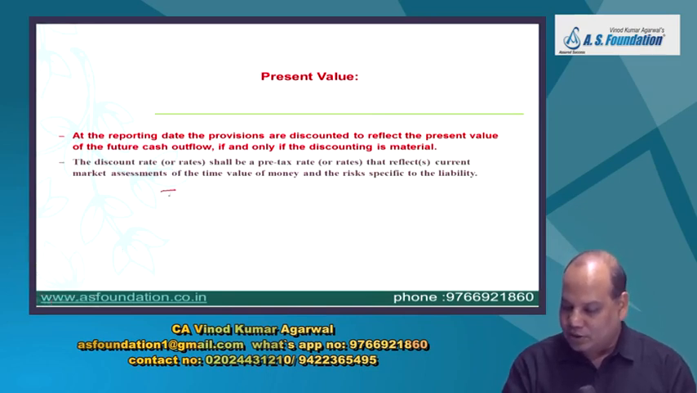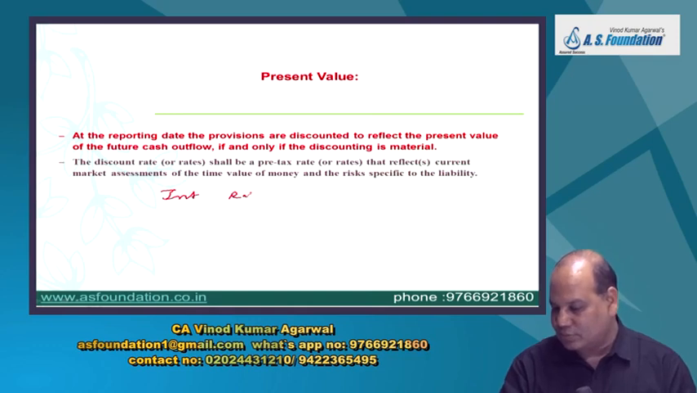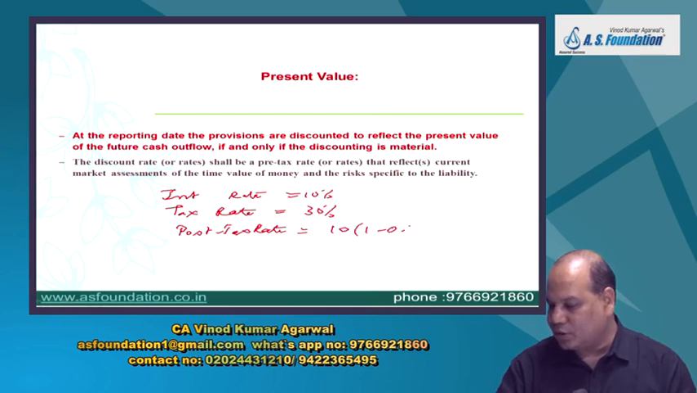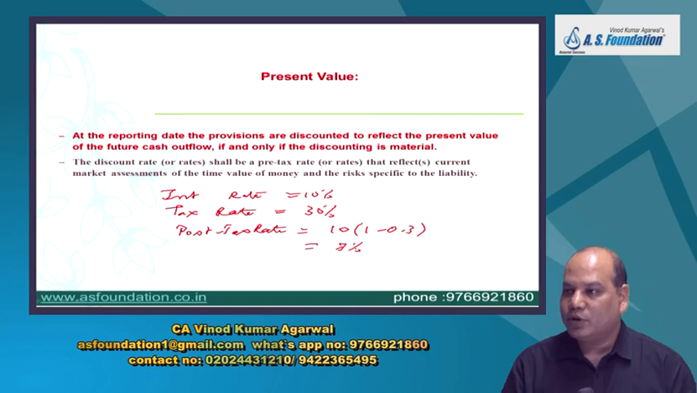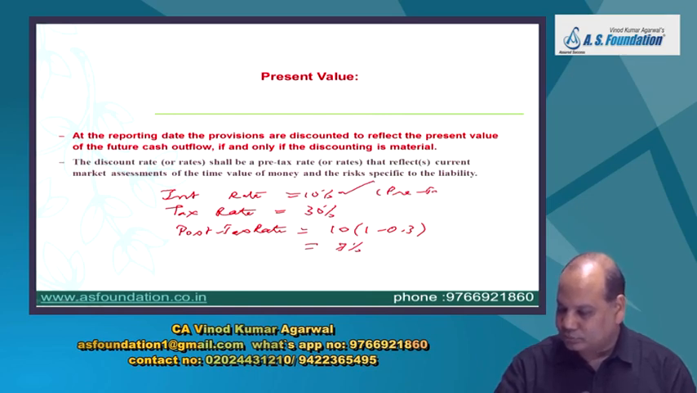Suppose interest rate is 10%. Tax rate is 30%. So post-tax rate will be 10 into 1 minus 0.30, 7%. For the purpose of estimating the provision, I will use 10% pre-tax rate, not the post-tax rate.